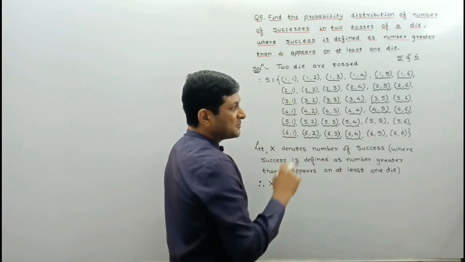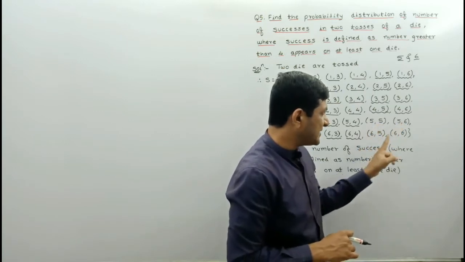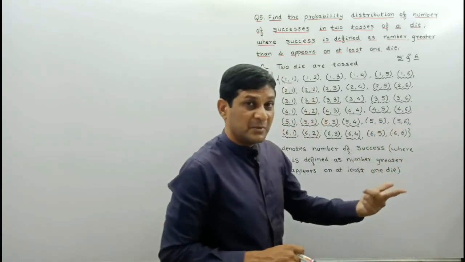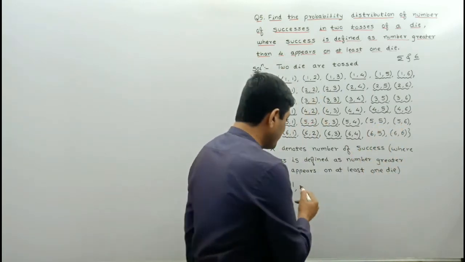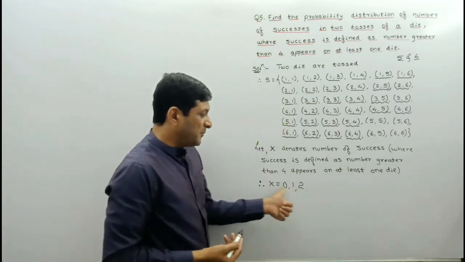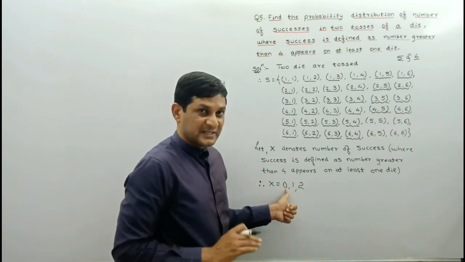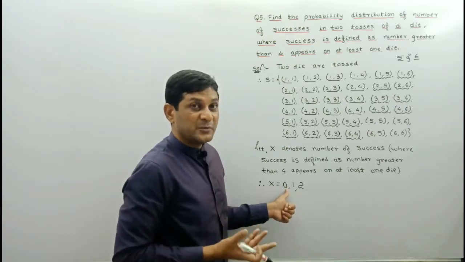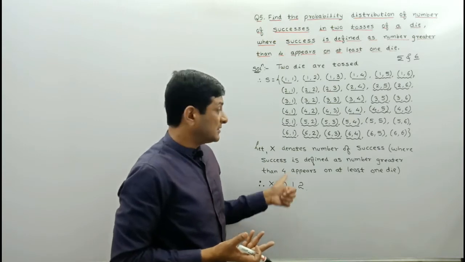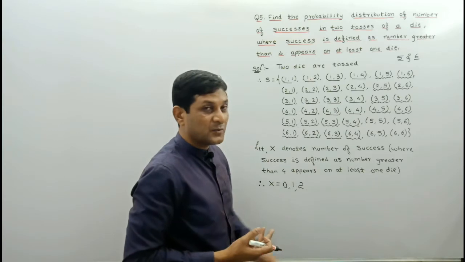Now if you will observe the remaining elements, observe these elements 5, 5, 5, 6, 6, 5, both the numbers are greater than 4. That's why we can say that the value of x will be equal to 2. So how many possible values of x are we getting here? 3 possible values of x. x means what? 0. 0 means what? The 0 means not a single number is there which is greater than 4.